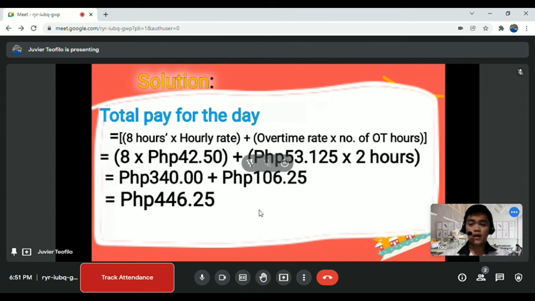Now we have the total pay for the day. So it is equal to 8 hours, which is the number of working hours, multiplied by the hourly rate of 42.50, plus the overtime rate, which is 53 pesos and 125 centavos, multiplied by 2 hours.